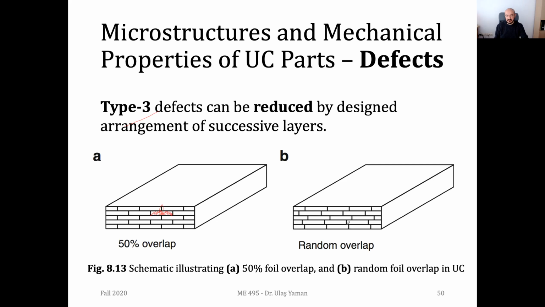You may also have random overlap, but you have a higher chance of the effect of these type 3 defects being greater. But if you prefer to use 50% overlap, that will be much better.